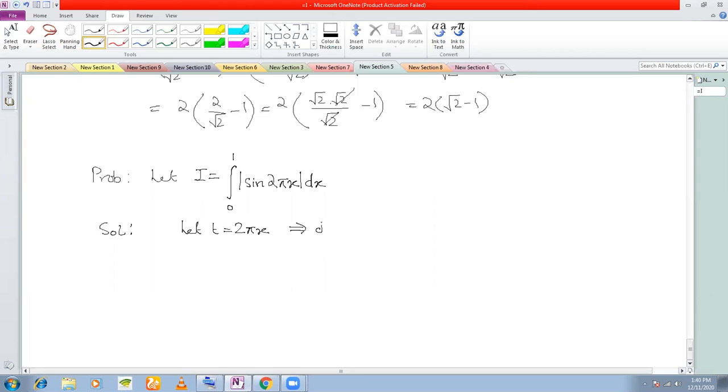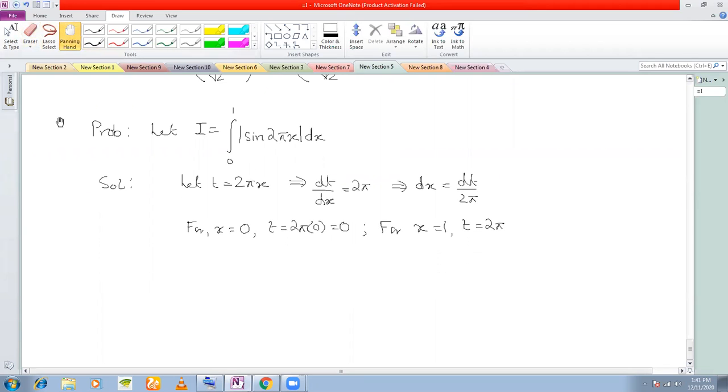That means dt by dx is 2 pi, so dx is dt by 2 pi. So therefore, what does the integral change to? We also need to change the limits. What will the new limits be? For x equal to 0, we have t equal to 2 pi into 0, which is 0. And for x equal to 1, t is equal to 2 pi into 1, which is 2 pi. So the limits change to 0 to 2 pi.